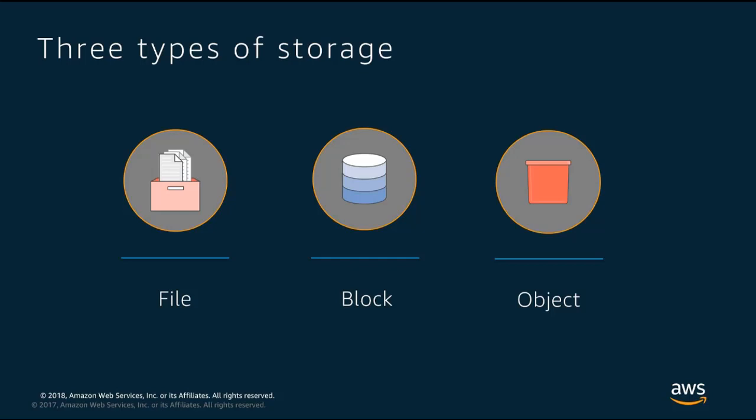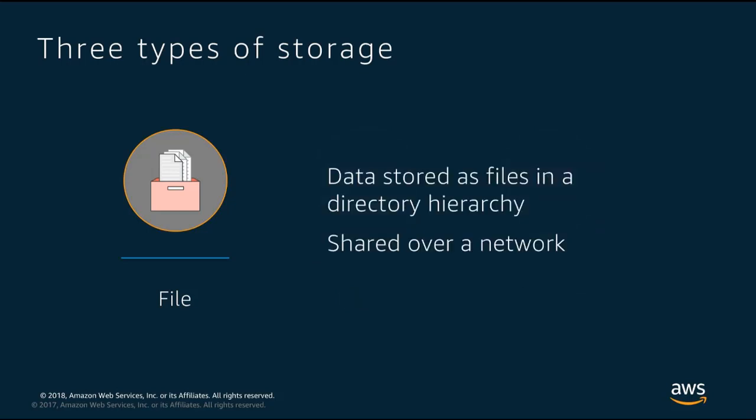So first, there are generally three types of storage: file, block, and object. Now, file storage is data that's stored as files in a directory hierarchy with particular metadata associated with each file. In other words, your data is stored natively in a file system format. Now, when we talk about file in the enterprise context, it's data that can be accessed over a network by multiple clients at the same time. And you could think of it as network-attached storage.